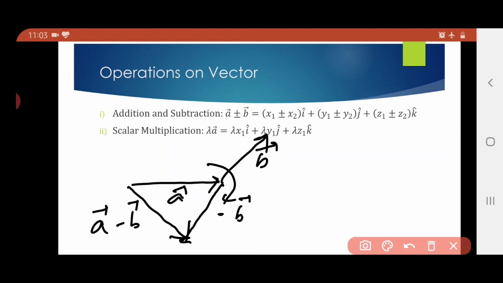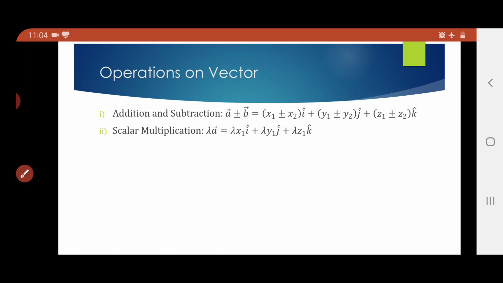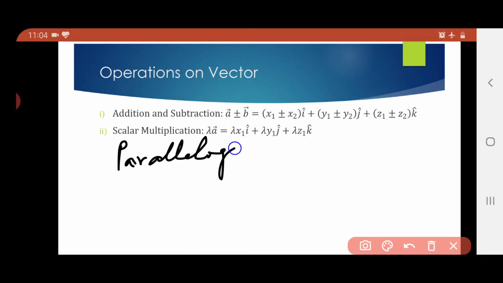Fine. So this is how we represent the vector addition and subtraction. Now there is another way of representing it. The other way of representing it is called the parallelogram law. Now parallelogram law is something like this.